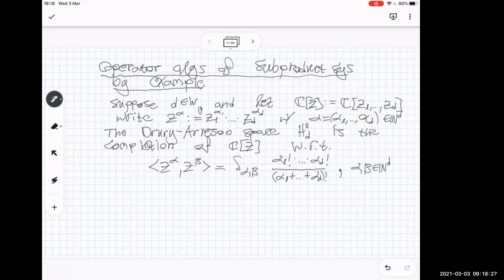Okay, and the point is that you look at the space, and this is really a space of functions. You can think of, or we view, any element in H^2_d as an analytic function.